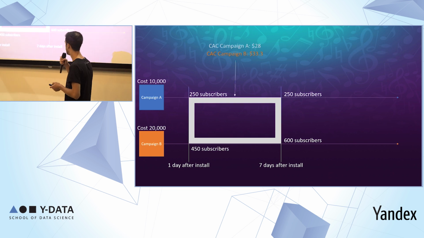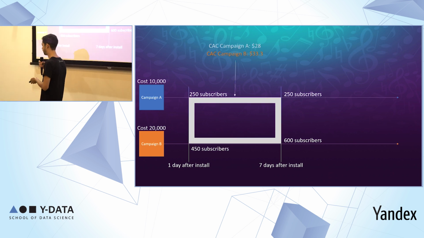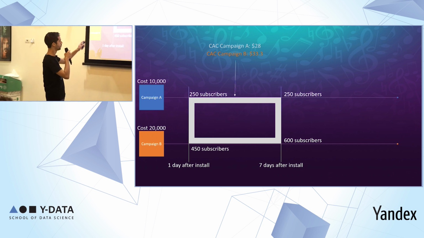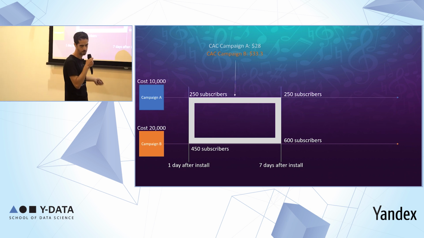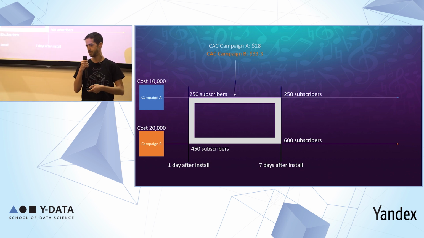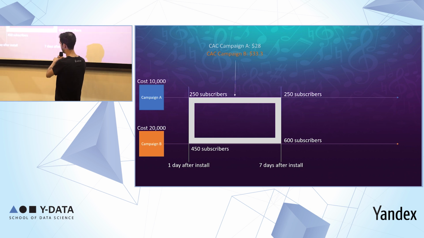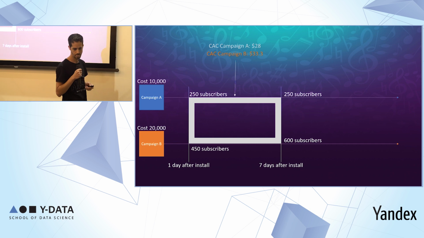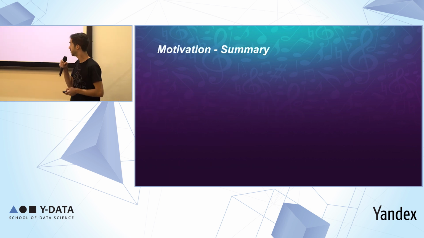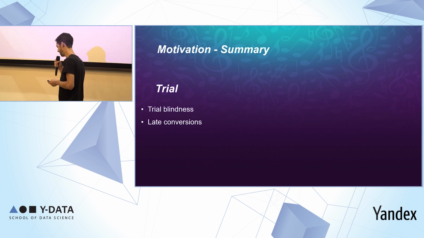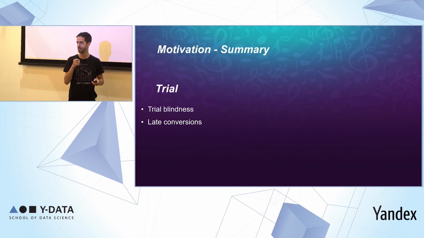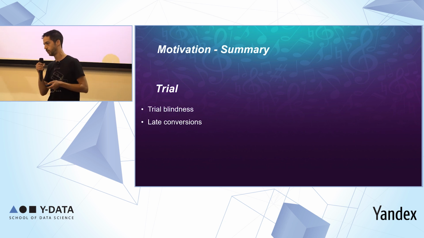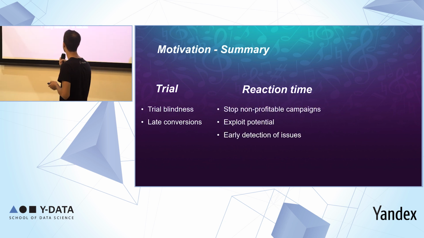So ideally, we would like to know the amount of subscribers from a specific campaign as soon as we can, meaning between the window of the first day after the install, because we won't judge the performance of a campaign on the same date, and the 7 days after the install, where most of our subscribers join our service. So just to summarize the motivation, trial blindness, we don't know who will subscribe within the trial period, and the issue of late conversion, which we just discussed.